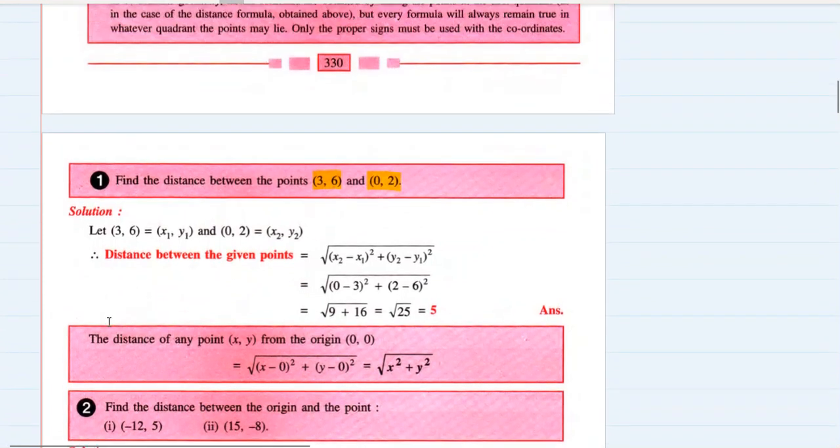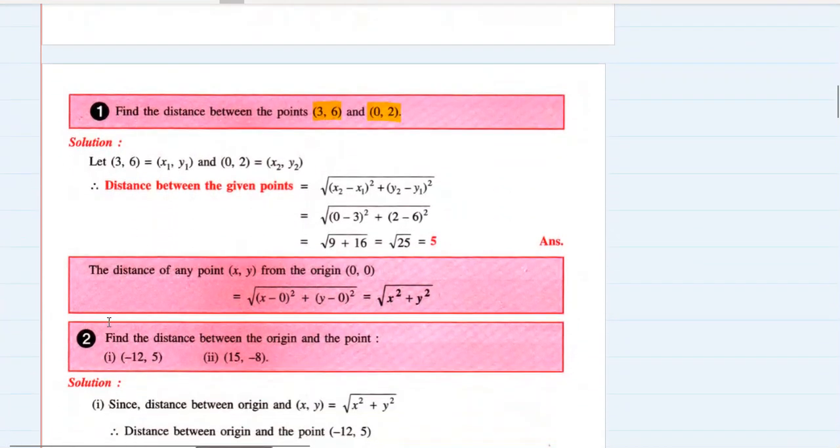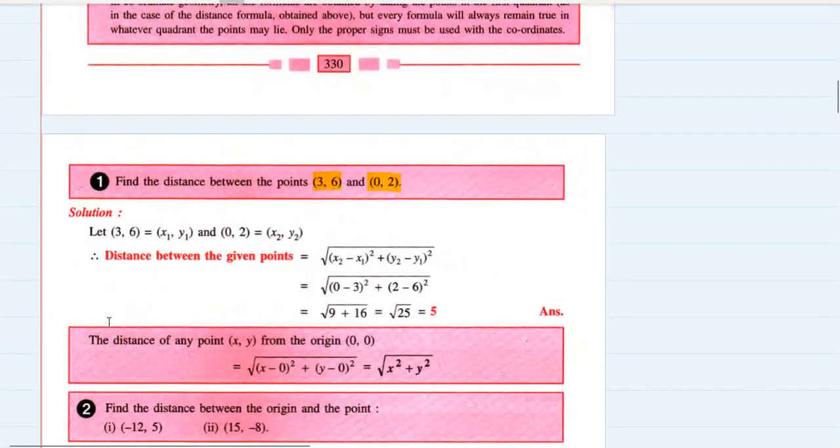Sure. Let's go to the next question. Okay, before going to the next question, I want you to note down one thing. If one of the points is the origin and you have to find the distance of any other point from the origin, then the distance formula becomes under root of (x minus 0) the whole square plus (y minus 0) the whole square. That is under root of x square plus y square. Very simple. And the next question is based on that.